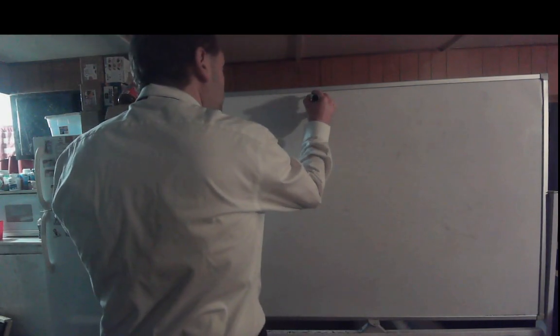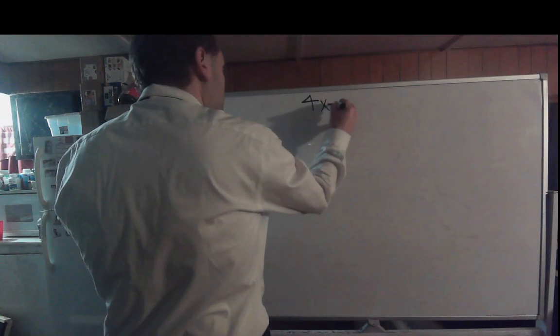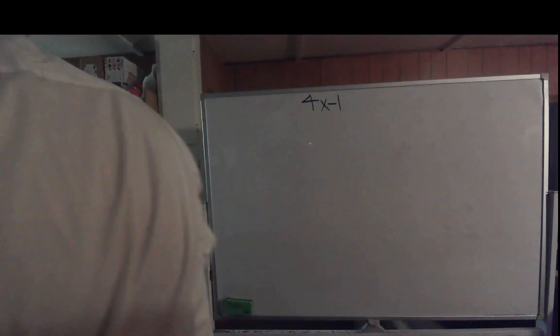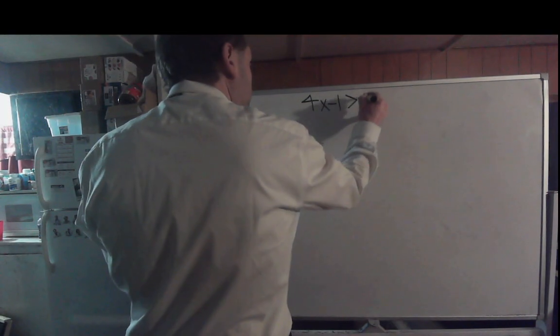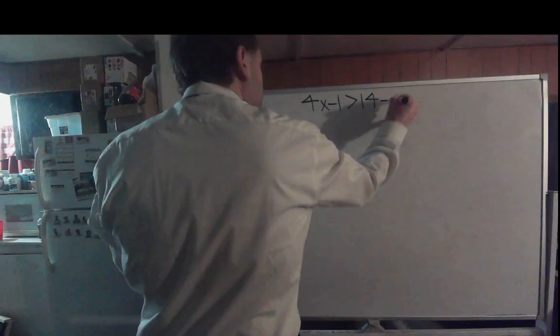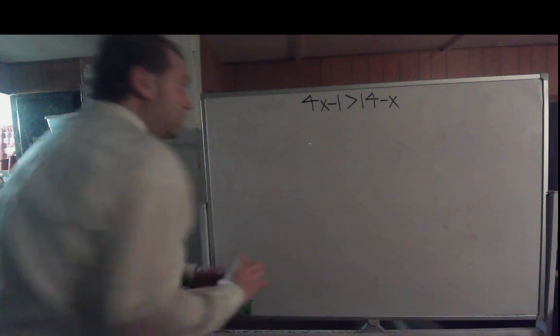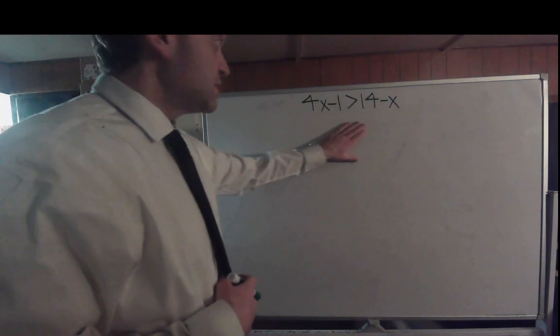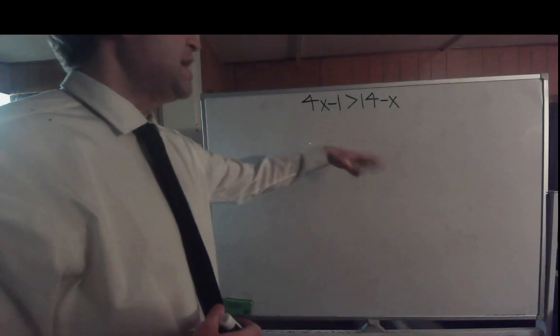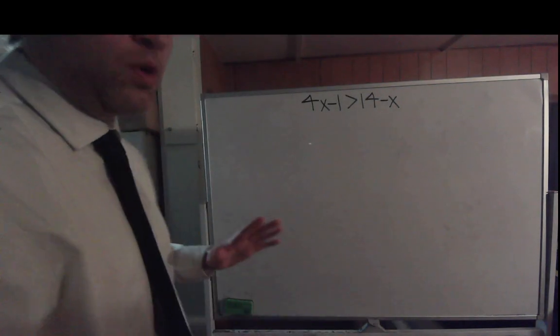Different here. So we have 4x minus 1 is greater than 14 minus x. So we have the inequality 4x minus 1 is greater than 14 minus x. So you have the variable on both sides of the inequality.